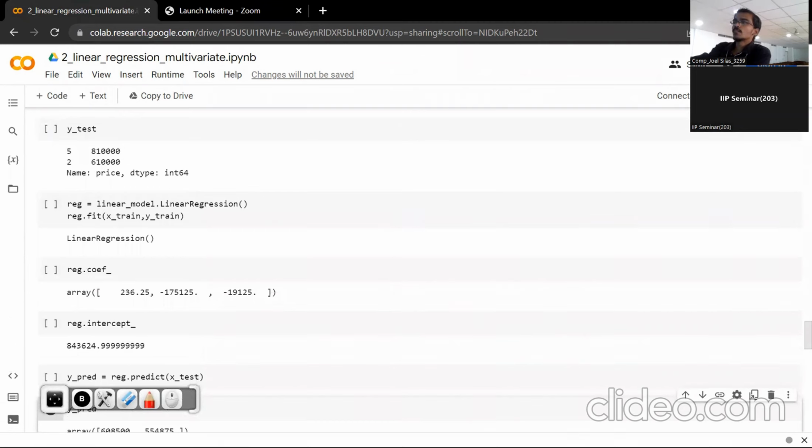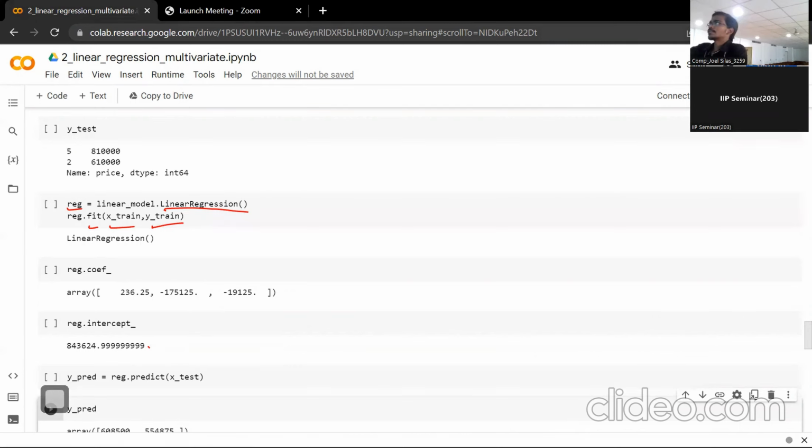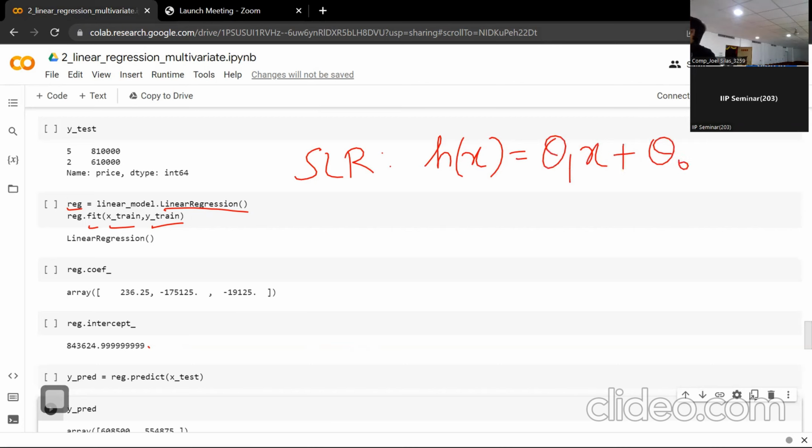Then we create an object of the linear regression class, and then we'll fit our model by passing the training feature vectors and training label. So we'll get a coefficient array this time, not a single coefficient. Why? Because in simple linear regression, we know that our hypothesis or the best fit line can be given by theta 1 x plus theta 0, where this is the y-intercept and this is the slope. And both are called parameters.